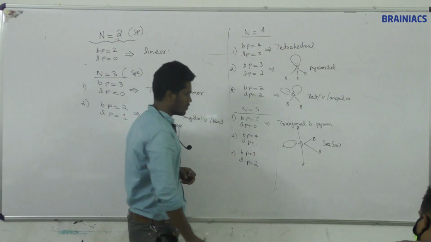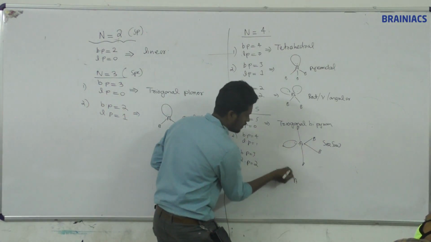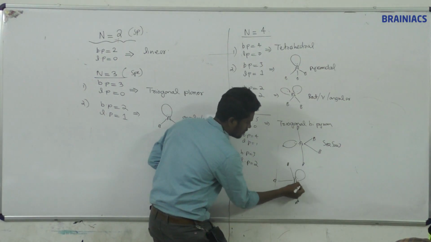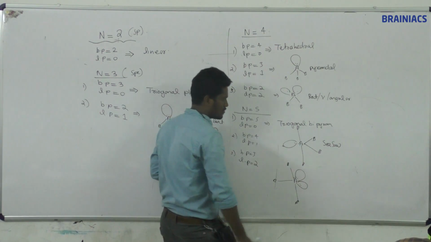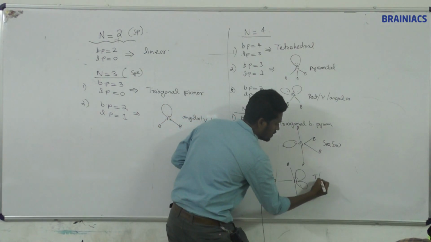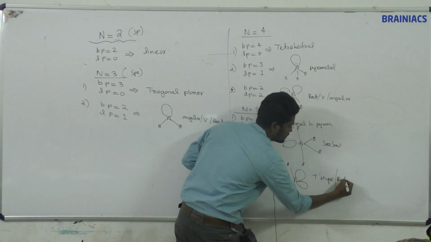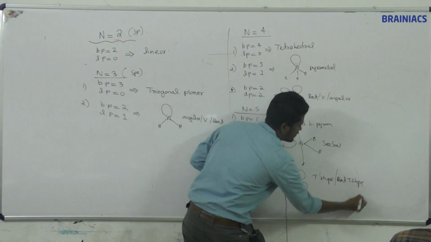Okay, and next one is bond pair equal to 3 and lone pair equal to 2. So what is the shape? It will be A, B and 2 lone pairs of electrons. So what is the shape? It will be T shape or bent T shape.